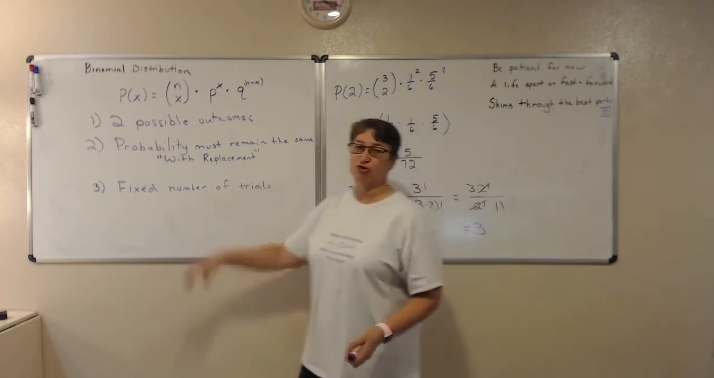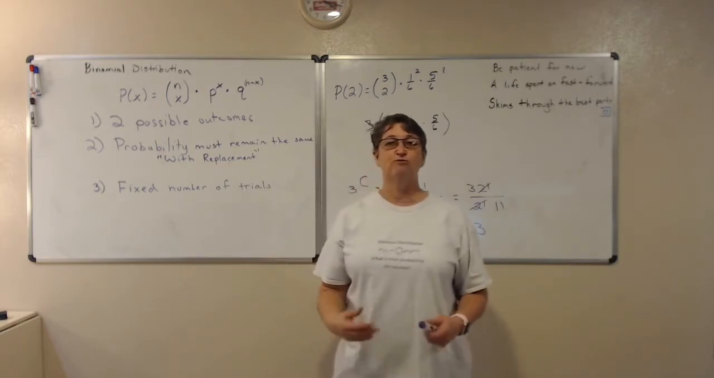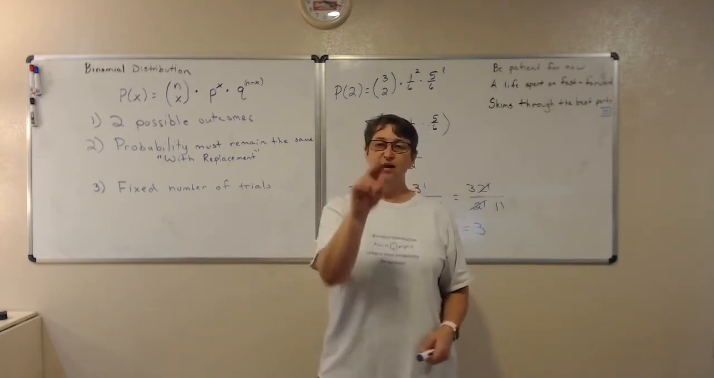Okay, so these are the conditions that have to be met in order for it to be a binomial. You have to have 2 outcomes.